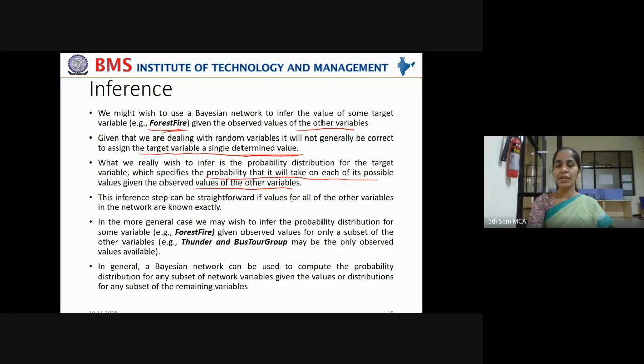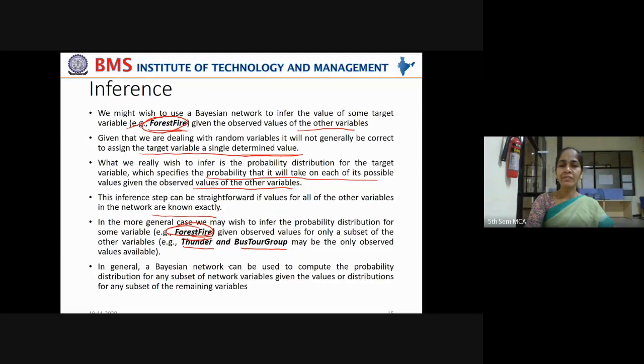Now this inference step can be straightforward if values for all the other variables in the network are known exactly. Only then can you infer the value of, say, forest fire, the child node, from the parent nodes. Now, in the more general case, we may wish to infer the probability distribution for some variable, forest fire for example, given observed values for only a subset of the variables. Thunder and bus tour group may be the only observed values available. In this case, we can infer the value of forest fire from the known variables.